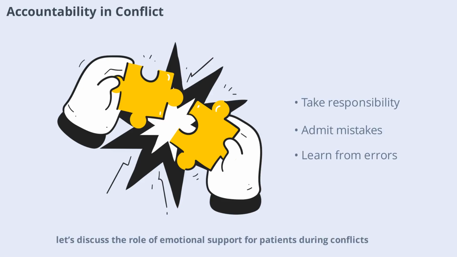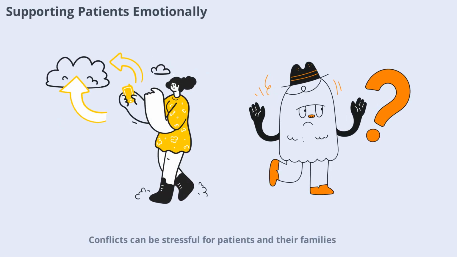Next, let's discuss the role of emotional support for patients during conflict. Conflicts can be stressful for patients and their families. Providing emotional support during these times is crucial for maintaining trust and ensuring positive outcomes. This support can include listening to concerns, offering reassurance, and connecting patients with counseling services if needed. By addressing emotional needs, healthcare teams can help patients feel safe and valued, even during difficult conversations.